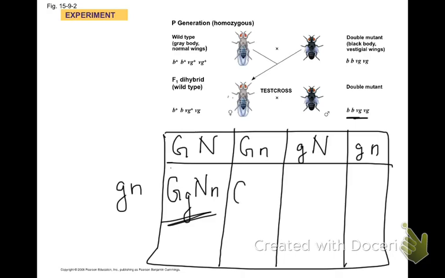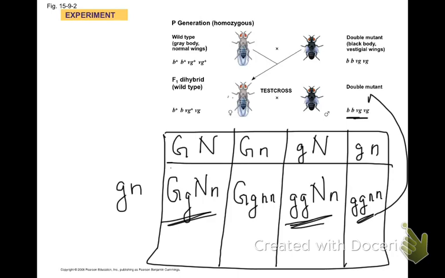Then you could have capital G, small g, but small n, small n. This is representing neither parent. Small g, capital N, small n. This is representing neither parent. Small g, small n, small n. This is representing this particular parent. So he's got 2 parental types and 2 recombinants.